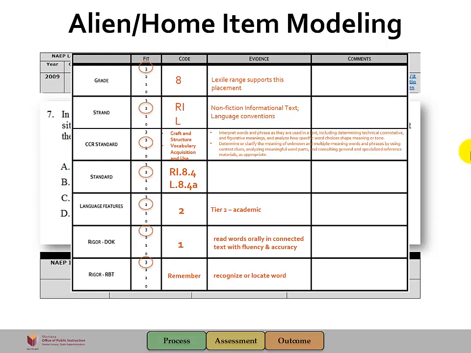The depth of knowledge for this item is a level 1. Students need to recall, that is, read words orally in connected text with fluency and accuracy. And for revised Bloom's taxonomy, it would be remember. They need to recognize or locate a word.